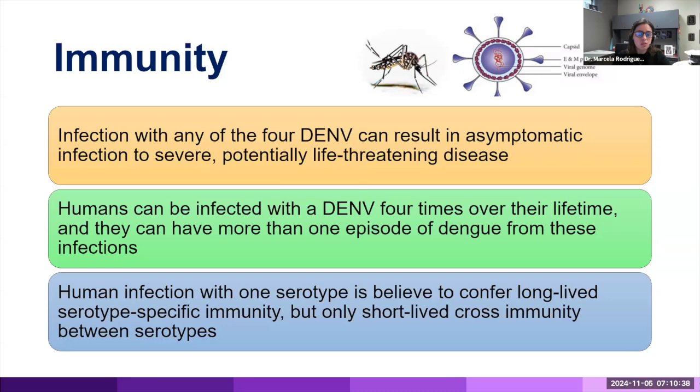Human infection with 1 serotype is believed to confer lifelong serotype-specific immunity, but only short-lived cross immunity between serotypes. What this means is a person infected with dengue serotype 1 cannot become ill again as a result of dengue serotype 1. But then there is going to be short-term cross immunity against other dengue serotypes, but only for a short period of time, like 2 to 6 months.